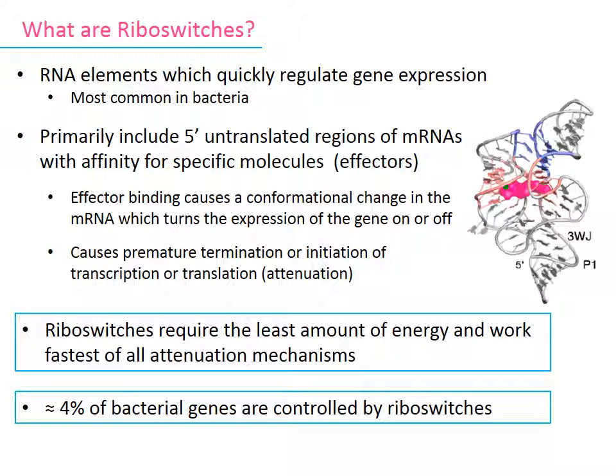Of all attenuation mechanisms, riboswitches require the least amount of energy and work the fastest. They are a quick way for bacteria to respond to stress conditions. And overall, about 4% of bacterial genes are controlled by riboswitches.